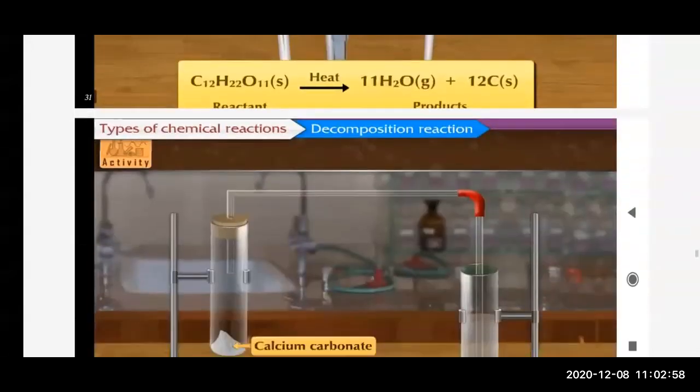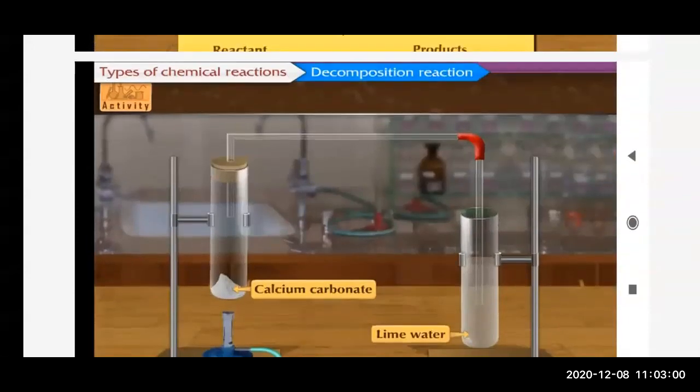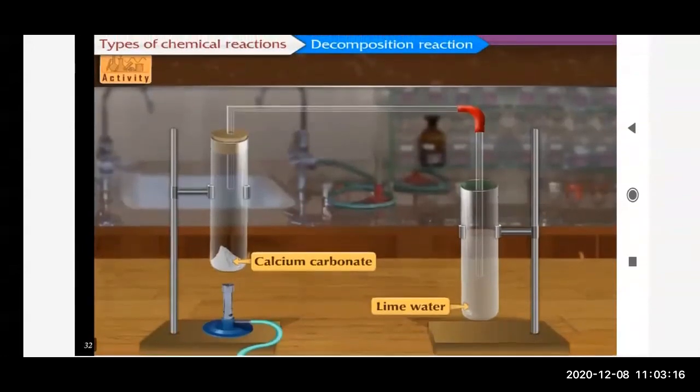Now we'll move on to the second activity. I hope all students have understood the first activity. Now see what is the second activity. What are the apparatus required? Two test tubes, a bent tube, a rubber cork, a burner, etc. Now see what chemicals are required here. The chemicals required are calcium carbonate and freshly prepared lime water.